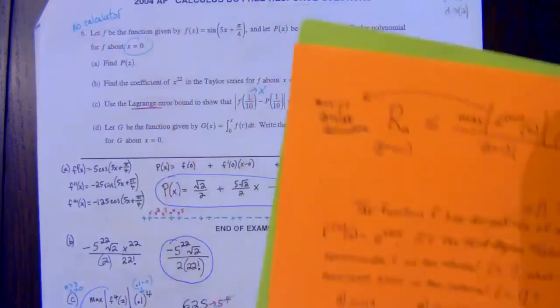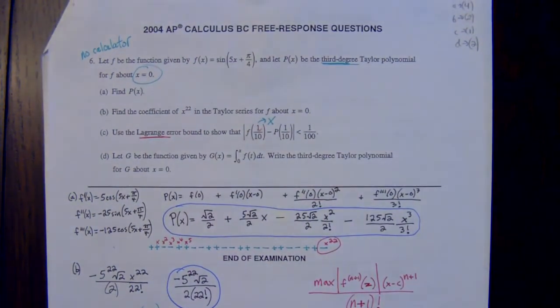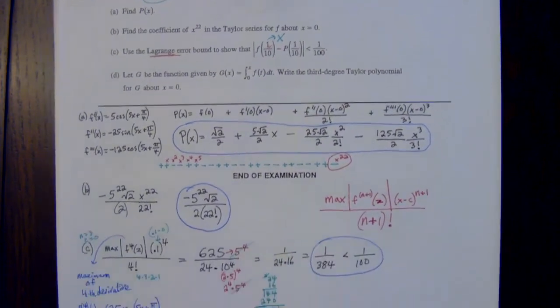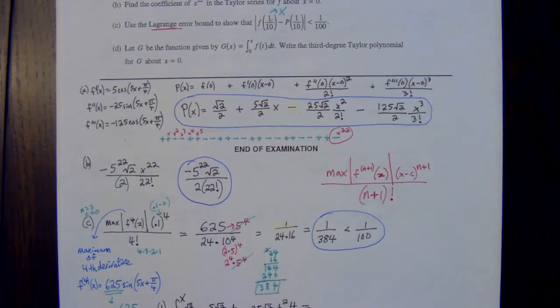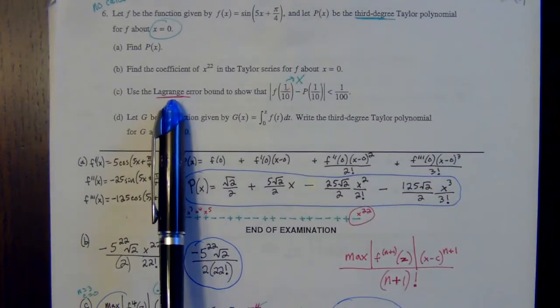I already explained how to do this in the video on the 2004 Taylor polynomial problem, number 6. I just want to have that all together in the one place here. So on this particular problem, notice that it tells us to use a Lagrange error bound.